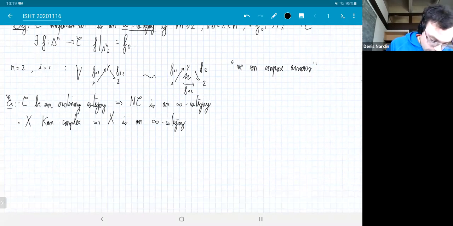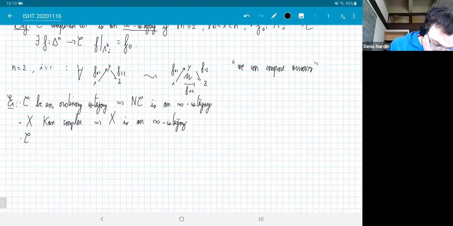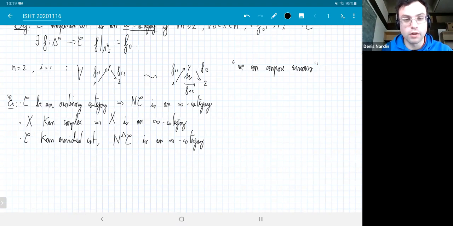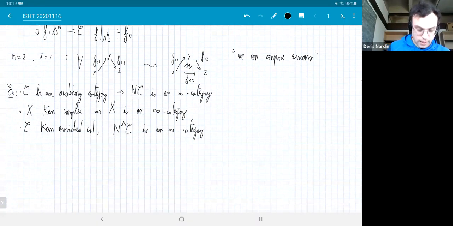And more generally, if C is a Kan enriched category, its simplicial nerve is an infinity category. This was the motivating example, if you want. A category where we have a notion of homotopies, we can actually repackage in this infinity category. And let's see, do I have other examples I want to give? No, not really.